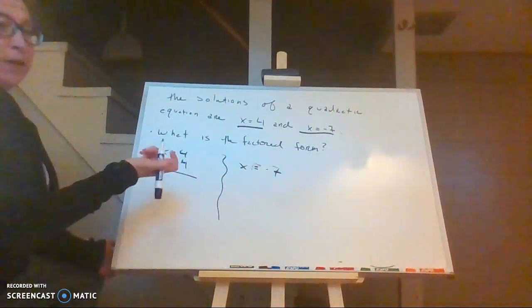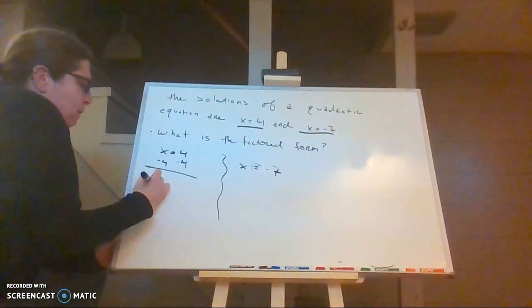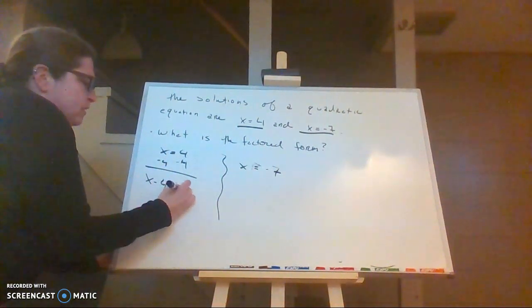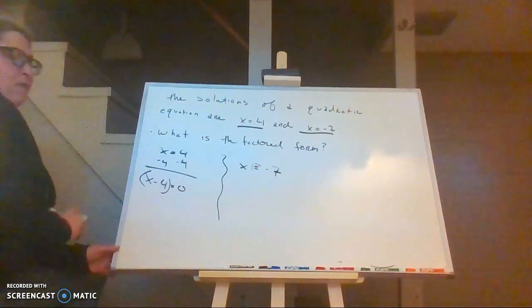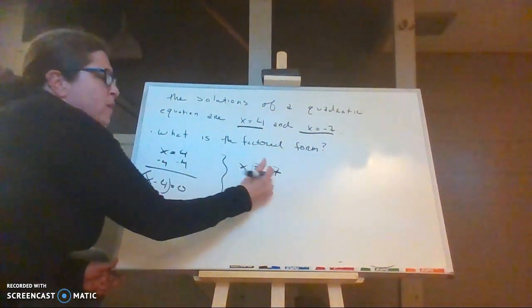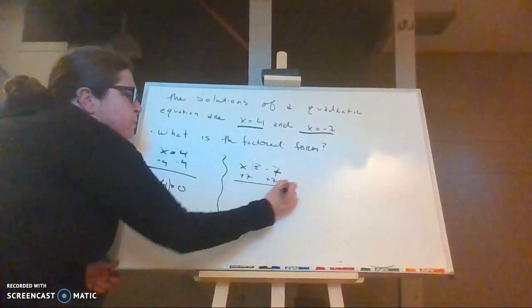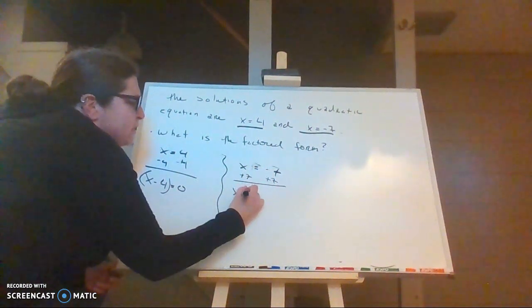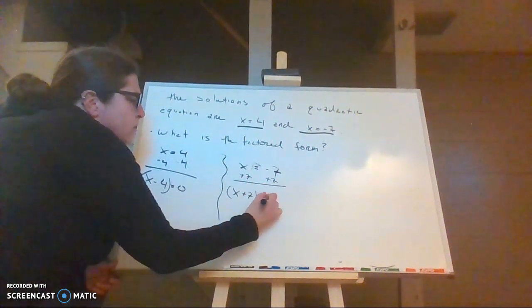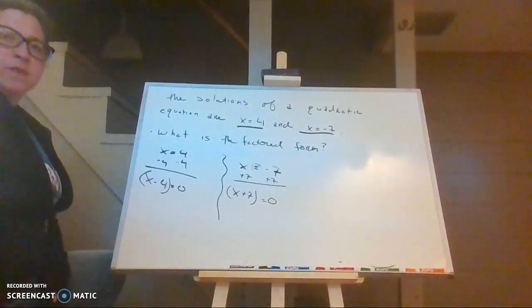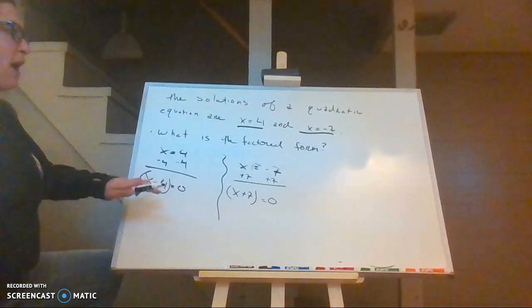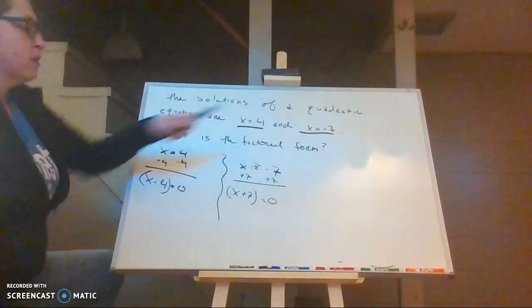Remember, x and 4 cannot combine, right? So I'm just going to write x minus 4 equals 0. That's part of my factored form. Same thing over here. I'm going to do the opposite, the inverse, and add 7 to both sides. So over here I'm going to get x plus 7 equals 0. Okay, so that's how you put things back into factored form if you're given those solutions.